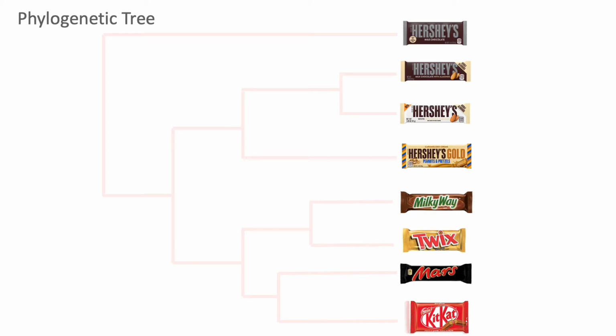The order in which the OTUs diverge from the common ancestor that they share is based on comparison between one OTU, known as the outgroup, and the others. The outgroup, or the regular milk chocolate Hershey's bar in our case, is the OTU which diverged first and is most distantly related to the other groups in the tree, and therefore serves as the root of the tree for the remaining OTUs.